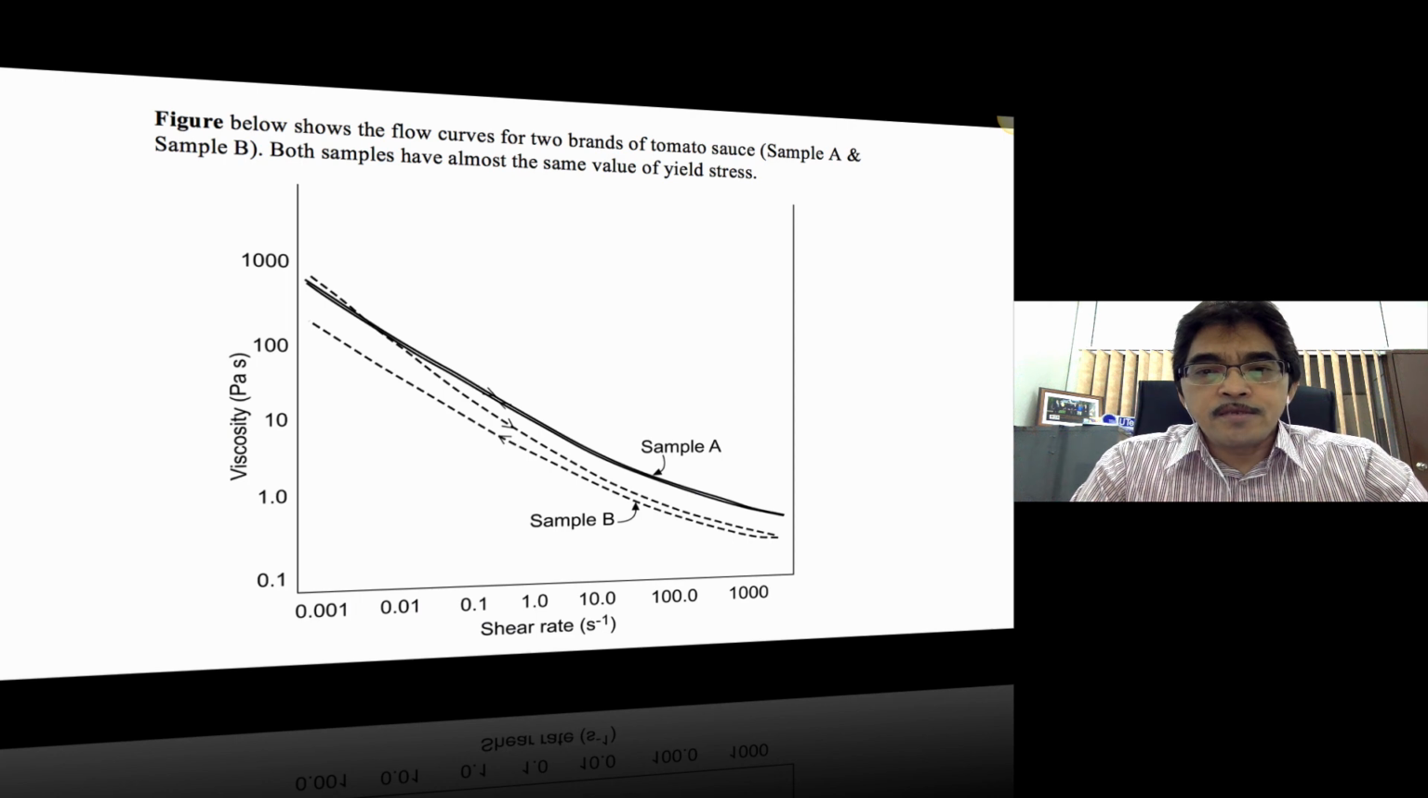So okay, I hope the answer is clear, and how you interpret the information that you get from the flow curve. In this case, differentiating the type of flow behavior, whether it's pseudoplastic, shear thinning, time independent, or thixotropy, shear thinning, time dependent.